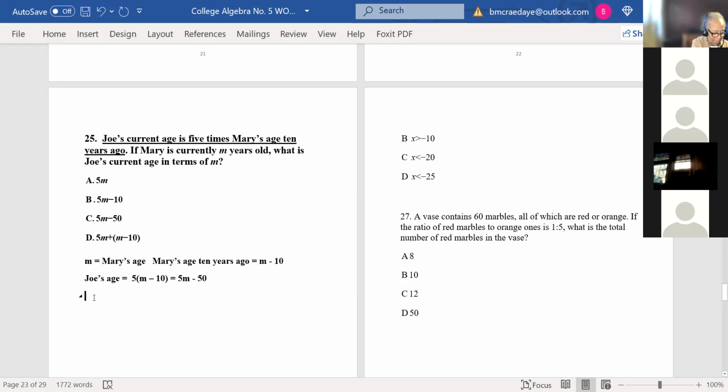C. That's it. You got it. See how you figured that out, Audrey? Yeah. 10 years ago, you're going to have to subtract 10 from Mary's age, right? And Joe's age, it says 5 times. So that's a multiplication times Mary's age 10 years ago, which we said is m minus 10. So 5 multiplied by m minus 10 is 5m. 5 times minus 10 is minus 50. And that matches answer C.